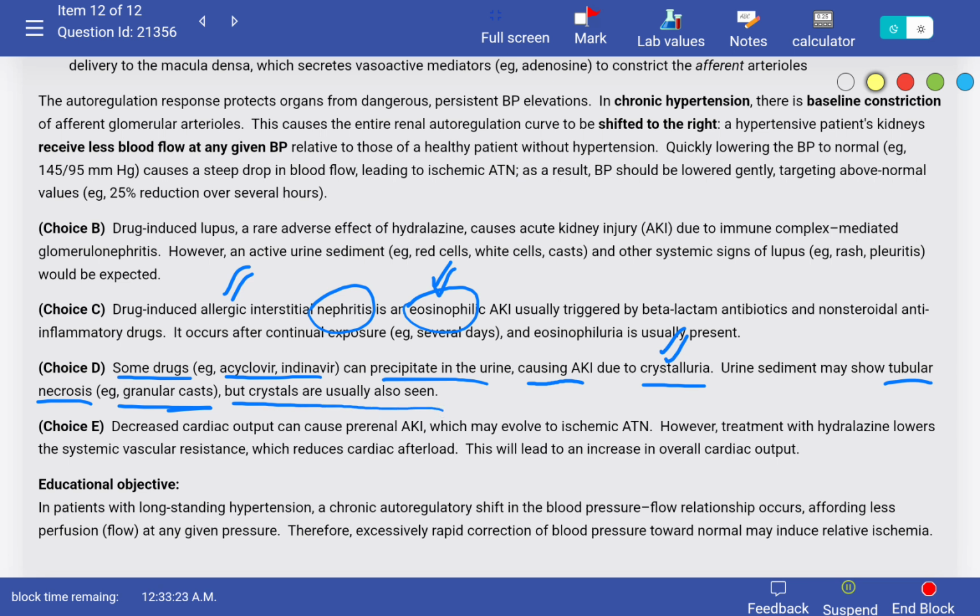Why not option E? Decreased cardiac output can cause prerenal acute kidney injury, which may evolve to ischemic acute tubular necrosis. However, treatment with hydralazine lowers the systemic vascular resistance, which reduces cardiac afterload. This will lead to an increase in overall cardiac output. But in this option, they are saying decreased cardiac output.